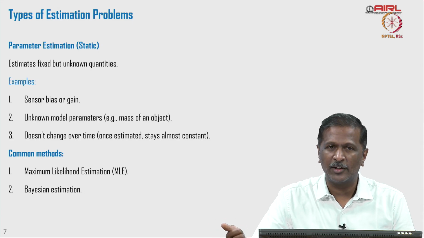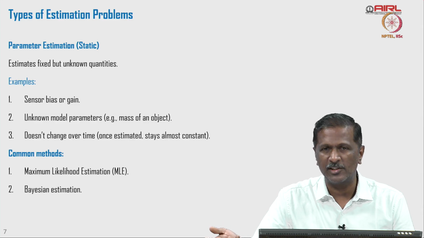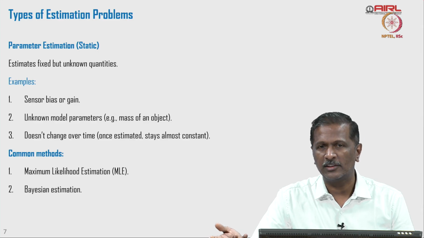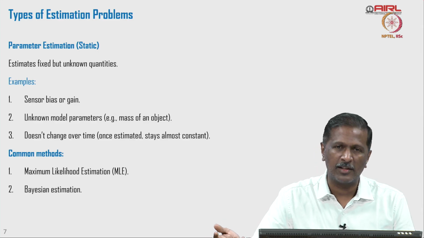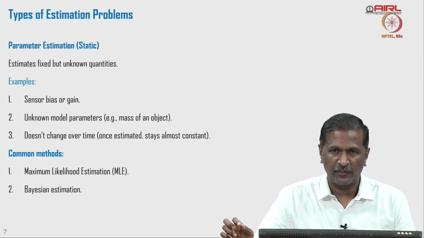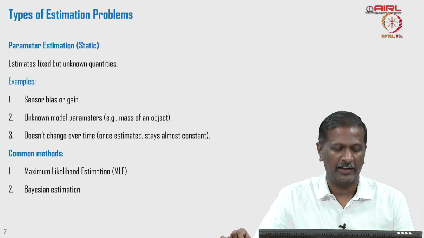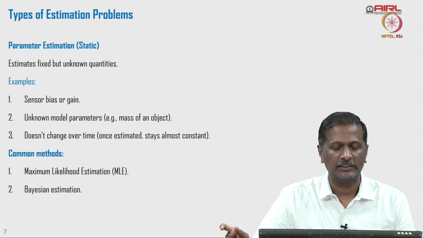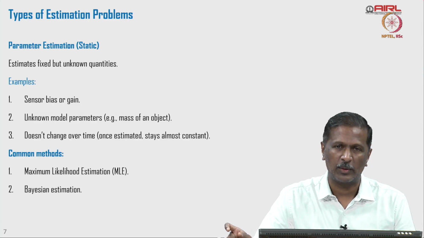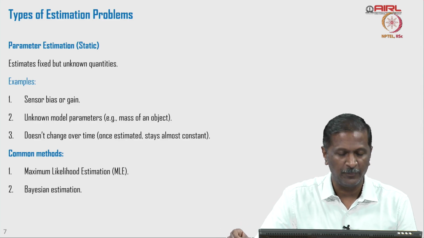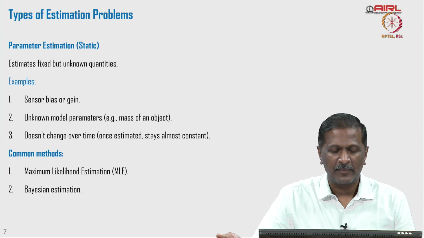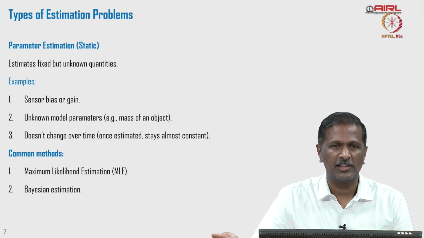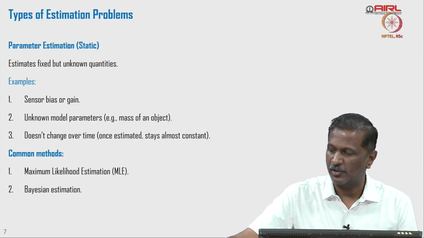I can look at an unknown model parameter, what I was mentioning earlier, the time constant of the motor. I want to find out the mass of the object. These are fixed but unknown, and I want to find them. They do not change over time; these parameters are constant, and I am going to estimate them. I can apply the maximum likelihood method or I can go with Bayesian estimation for these parameter estimation problems.